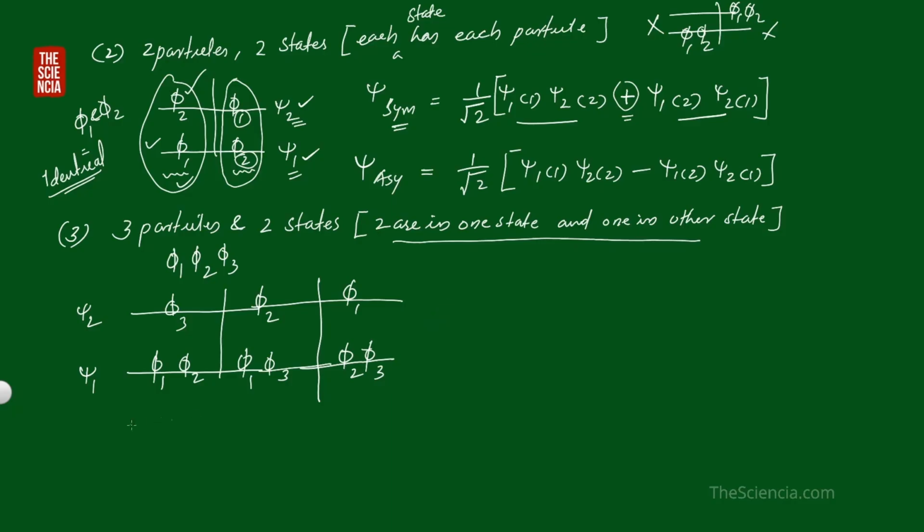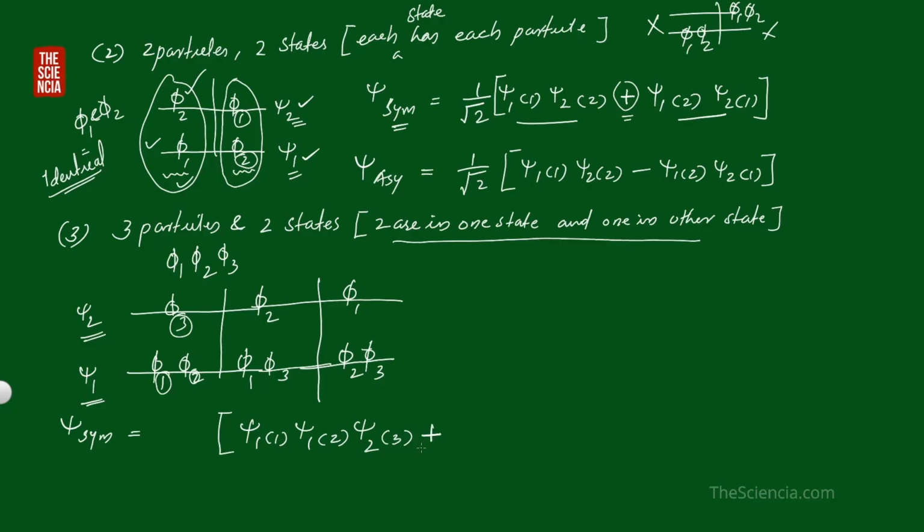Now we can write the symmetric wave function. First this is the state, that is psi 1, and in psi 1 there are two particles 1 and 2, that is psi 1 of 1 and psi 1 of 2, into, now in the other state psi 2 there is one particle, that is psi 2 of 3. Here we are considering the symmetric wave function, so I am using the plus sign.